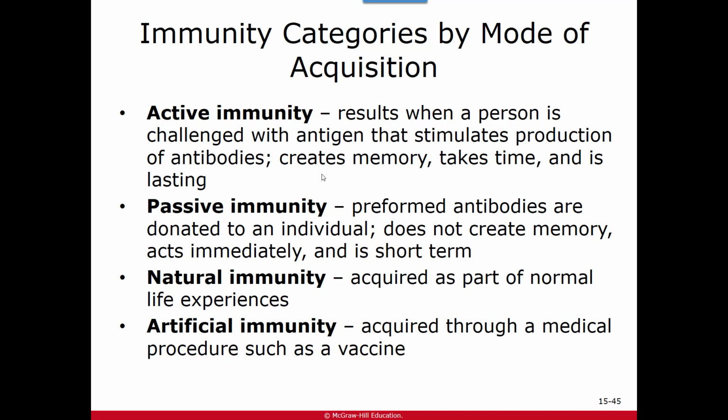Problem is, it could take weeks. And if you've just been bitten by a venomous snake, you don't have weeks. And so there are times that you are given antibodies so that those immediate antibodies can bind up the toxic venom. So you're given antivenom. You're given antibodies against that particular antigen.